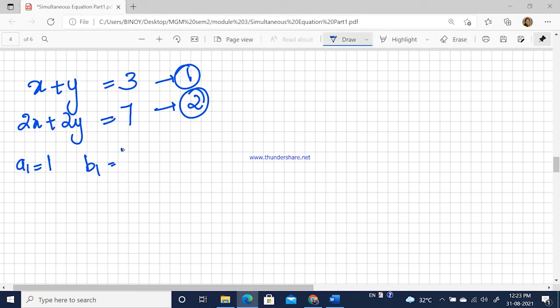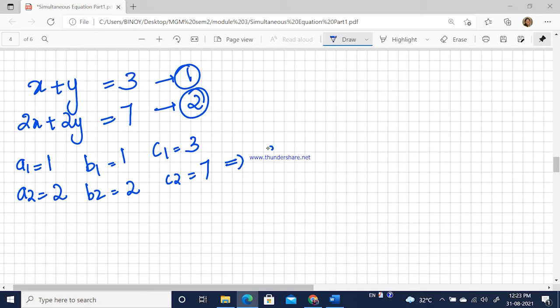b1 is 1 and c1 is equal to 3, whereas a2 is equal to 2, b2 is equal to 2 and c2 is equal to 7.